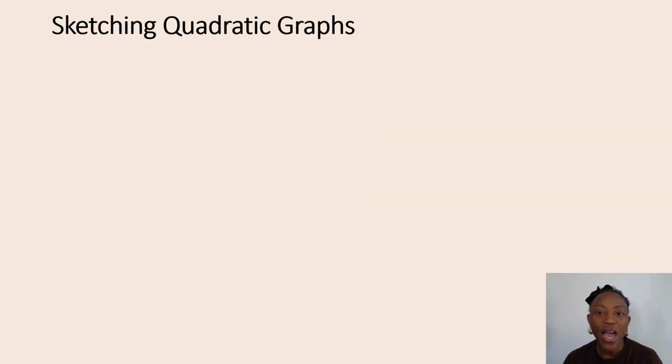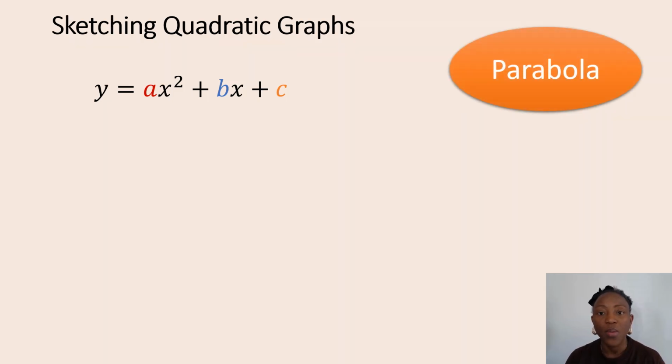Today we're learning how to sketch quadratic graphs. Now a quadratic graph is a graph that is in the form y equals ax squared plus bx plus c. Alright, now to sketch a quadratic graph you should be expecting to see what we call a parabola. Now, what's a parabola? A parabola is just like a U shape or an N shape, something that looks like this.